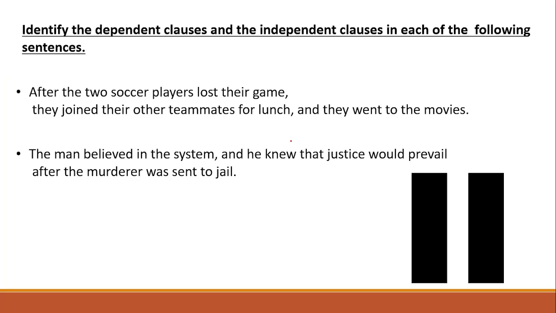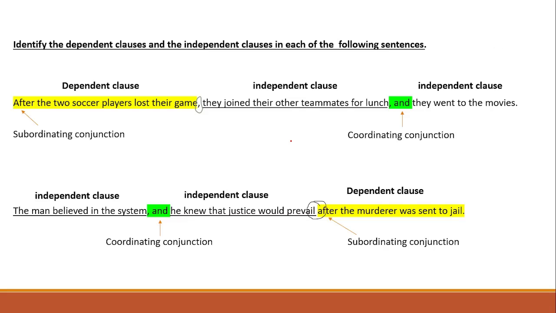Now identify the dependent clauses and the independent clauses in each of the following sentences. Pause the video, then play the video again to check your answer. Good. Check your answers.